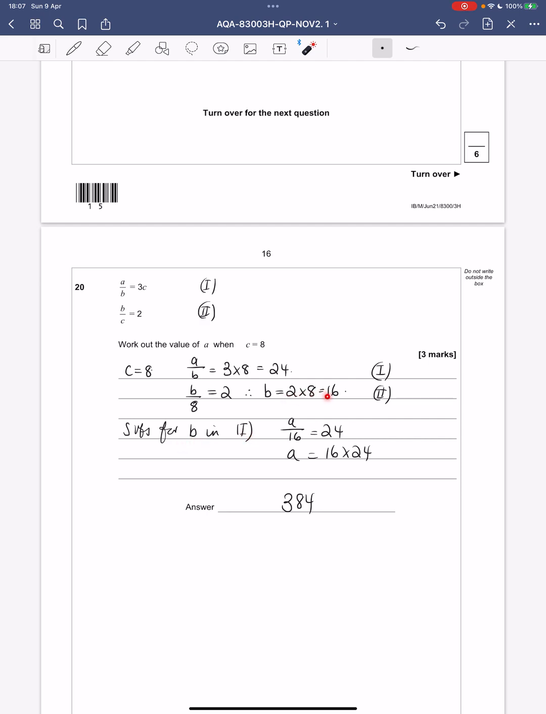So we've got b is 2. Oh, sorry, b is 16, c is 8, and we want a. Substitute for b, that's a 1 there. Looked like a 2 for a second. So b in here, a divided by 16 is 3c, which is 24. So a is 16 times 24, which is 384.